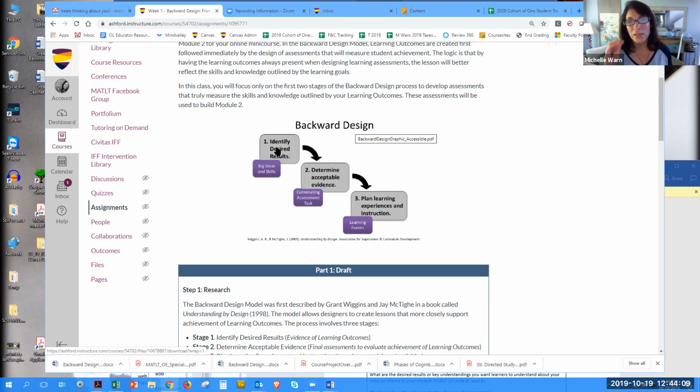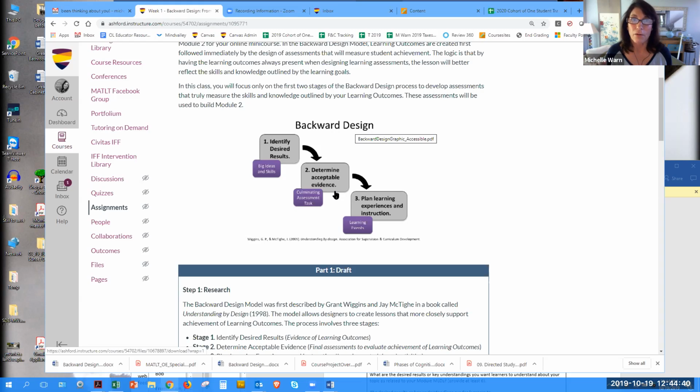So notice that we've got 3 steps in the backward design, right? We've got identify desired results. What is it that students will be able to do when they complete your class? Determine acceptable evidence. How are they going to show you that they can do it? What is that final assignment that shows you that they learned all your learning outcomes? Everything you wanted them to be able to achieve in those learning outcomes, they're going to show you in that final assignment, okay?